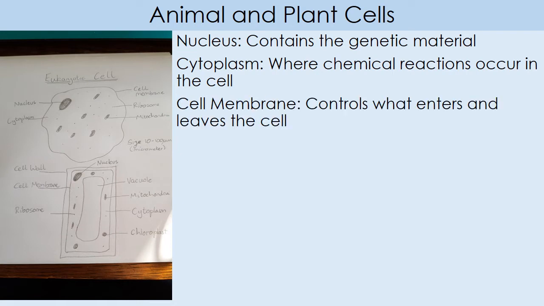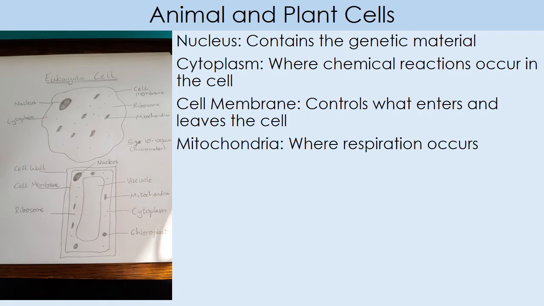We've then got the cell membrane. This is what surrounds the cell and it controls what enters and leaves the cell. And then mitochondria, again, all eukaryotic cells, so animal and plant cells, contain the mitochondria. This is where respiration occurs. So whether it's going to be aerobic or anaerobic respiration, it happens within the mitochondria. Certain cells will have more mitochondria if they need to provide more energy, for example, muscle cells.